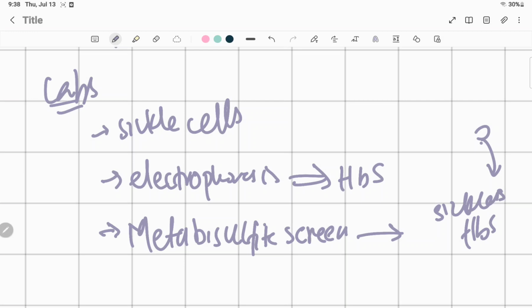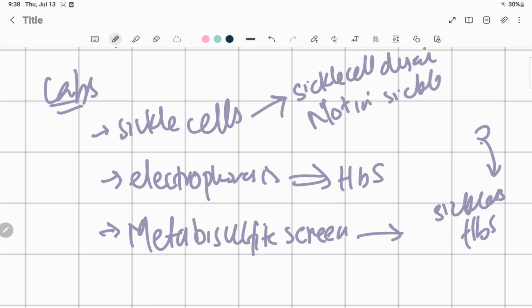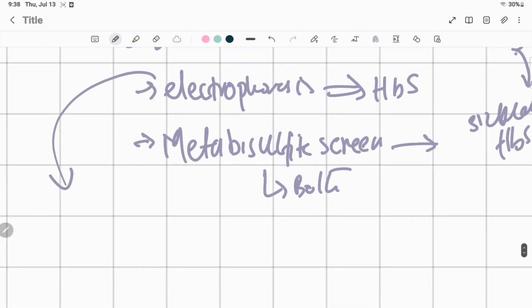Now, the thing is that sickle cells will be seen only in sickle cell disease, not in sickle cell trait. Okay, not in sickle cell trait. Electrophoresis and the metabisulfite screen will be seen in both. Okay, and so for electrophoresis, that's left.